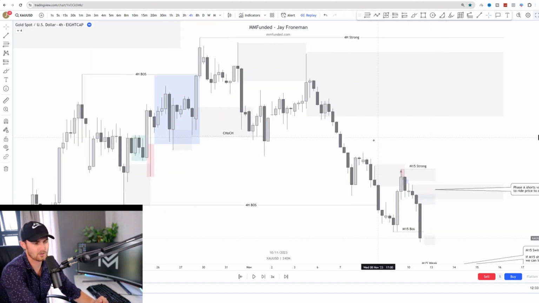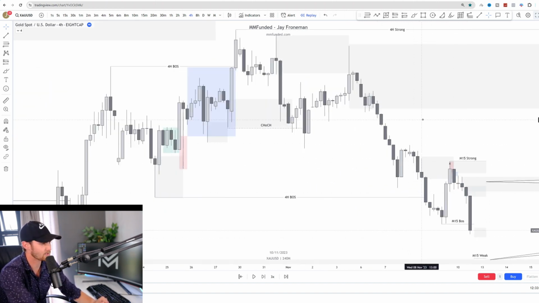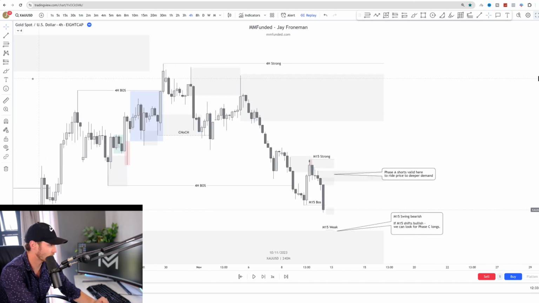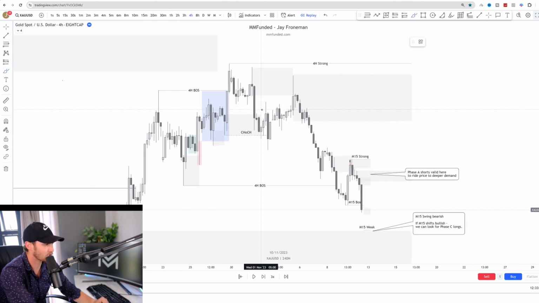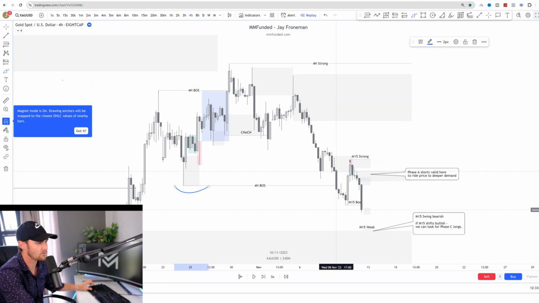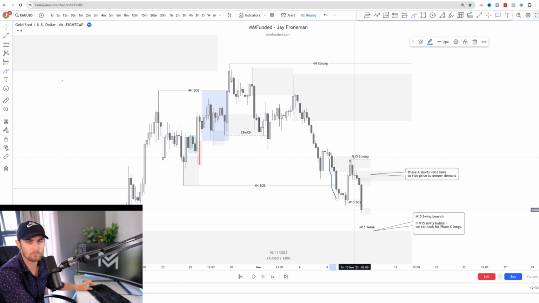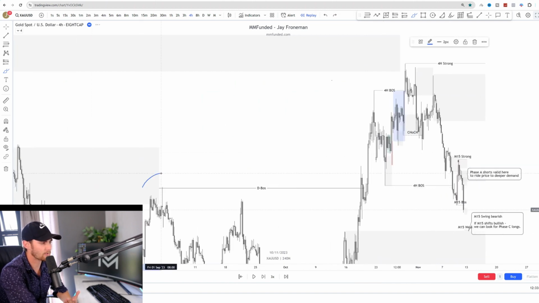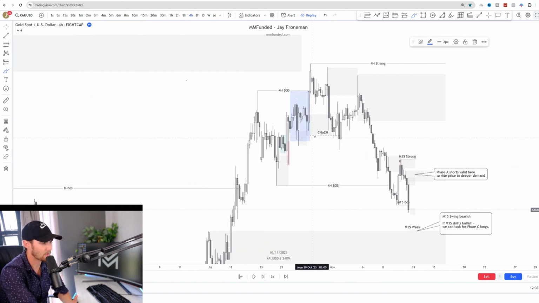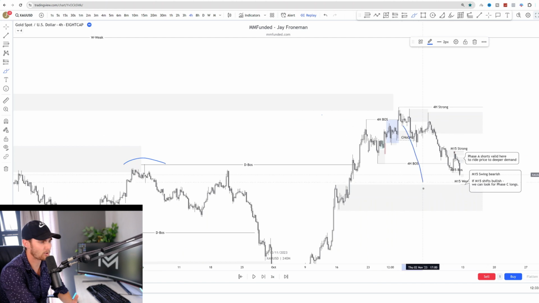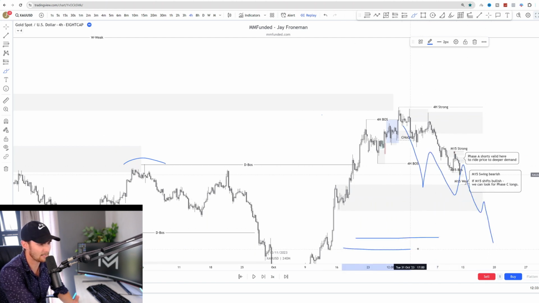I'll show you an example of a short trade that we took on MMFunded this week. I quickly just want to update you on structure. So after that 4-hour break of structure, we had new strong protected lows. Those strong protected lows then broke to the downside. Well, why? Because after the daily break of structure to the upside, we are due now for a bit of a daily pullback into daily demand before continuing to target those daily weak highs.